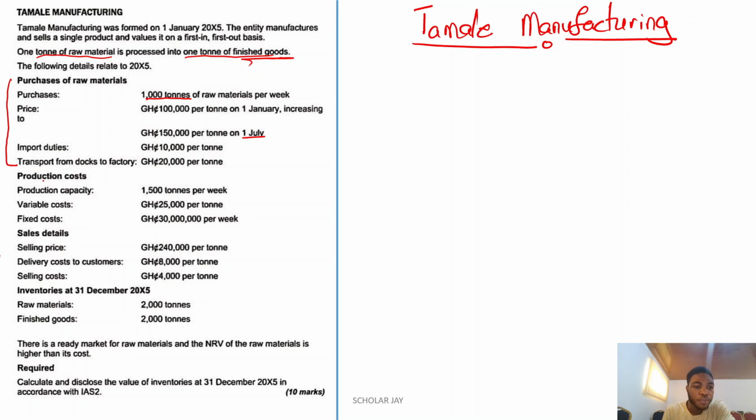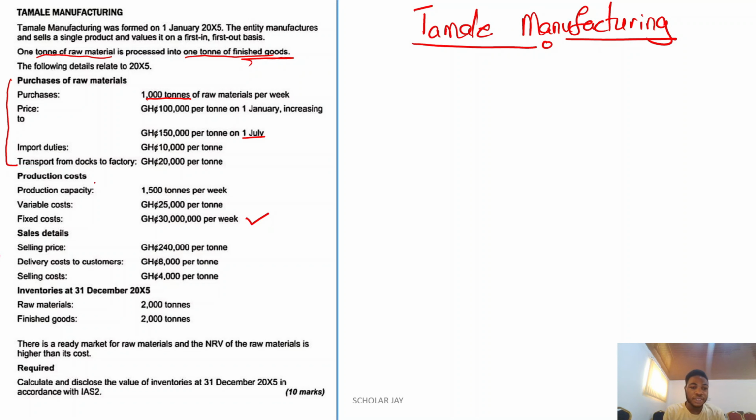All right. Production cost. They said the production capacity is 1,500 tons per week. So they have the capacity of producing 1,500 tons per week of finished goods. The variable cost incurred per ton is 25,000. And then the fixed cost per week. So you realize that the costs that we are ascertaining are supposed to be in tons, right? But then this fixed cost has been given to us per week. So we should be able to convert it into tons.